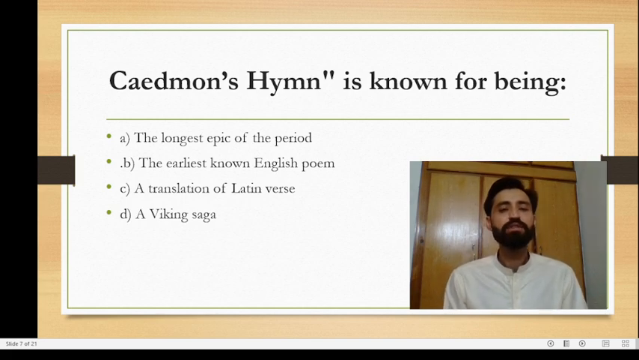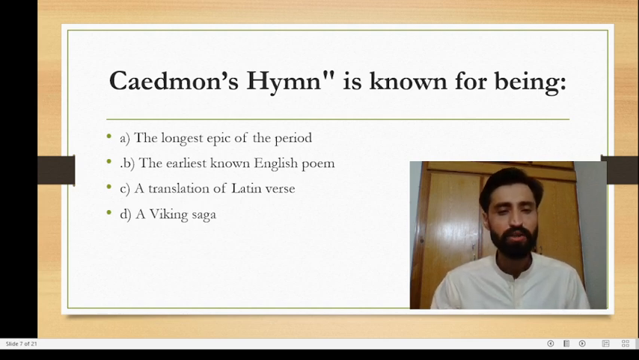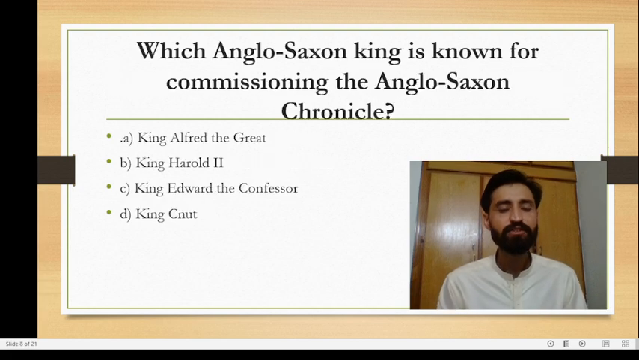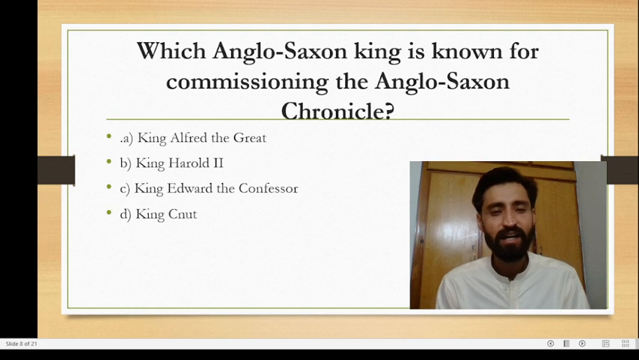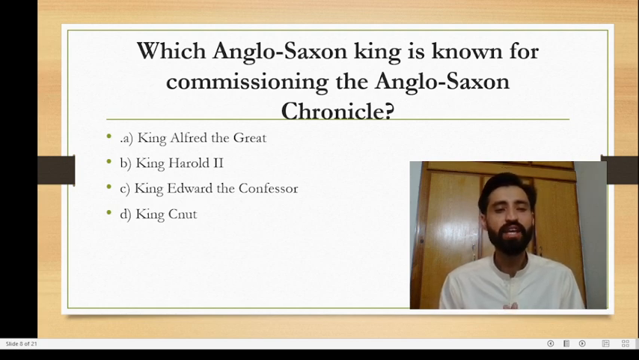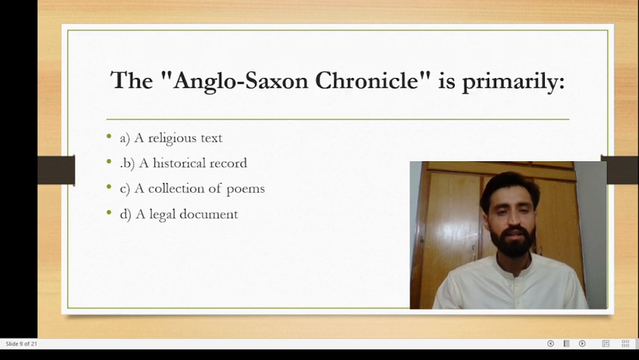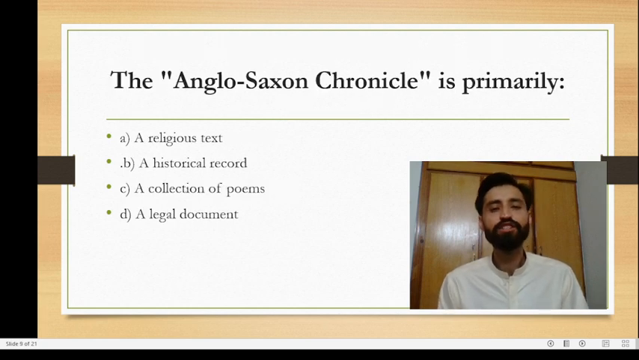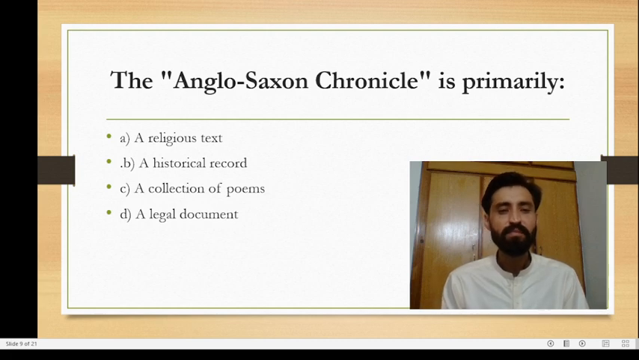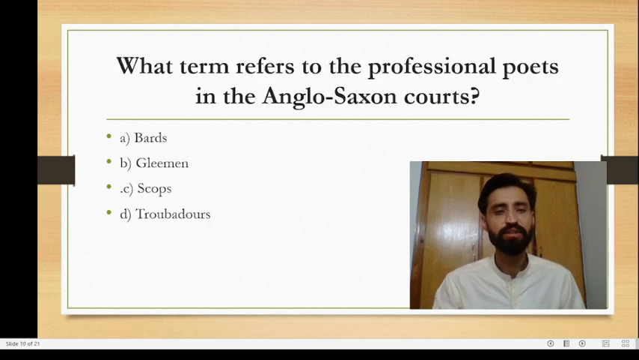The next one is, Caedmon's Hymn is known for being what? It is known for being the earliest known English poem. So option B is the correct option. The next one is, which Anglo-Saxon king is known for commissioning the Anglo-Saxon Chronicle? The correct answer is option A, that is King Alfred the Great. The Anglo-Saxon Chronicle is primarily a historical record. So option B is the correct option.